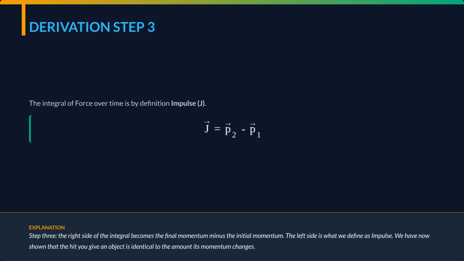In the final step, the integral of force over time is defined as impulse. The integral of the change in momentum becomes the final momentum minus the initial momentum. The impulse is now shown to be exactly equal to the object's change in momentum.